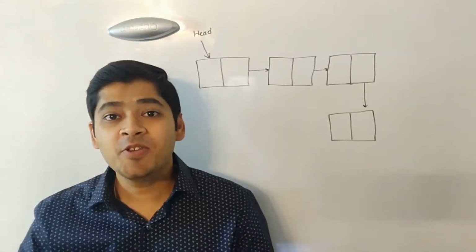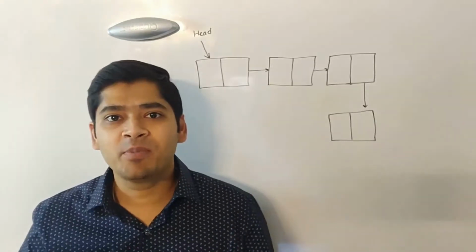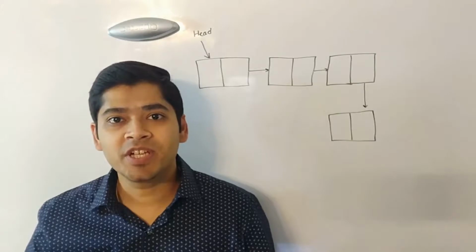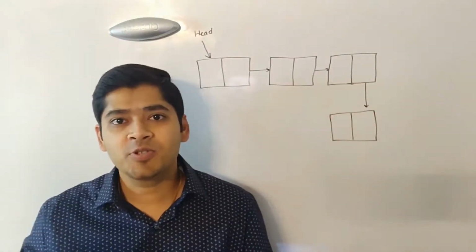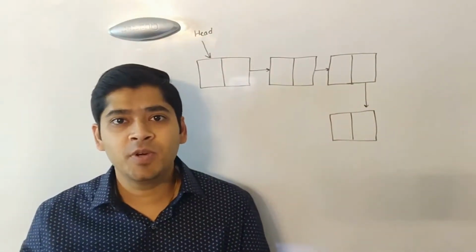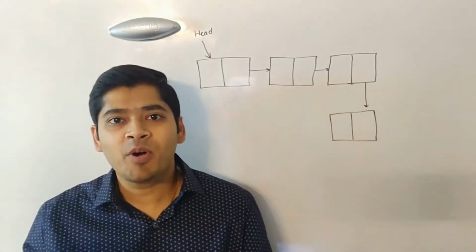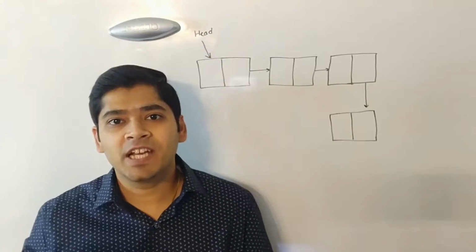To begin with, you can draw a linked list on the whiteboard. A linked list has nodes which are connected to each other. Each node has two components, the value and the reference to the next node. The head node points to the first element of the linked list.